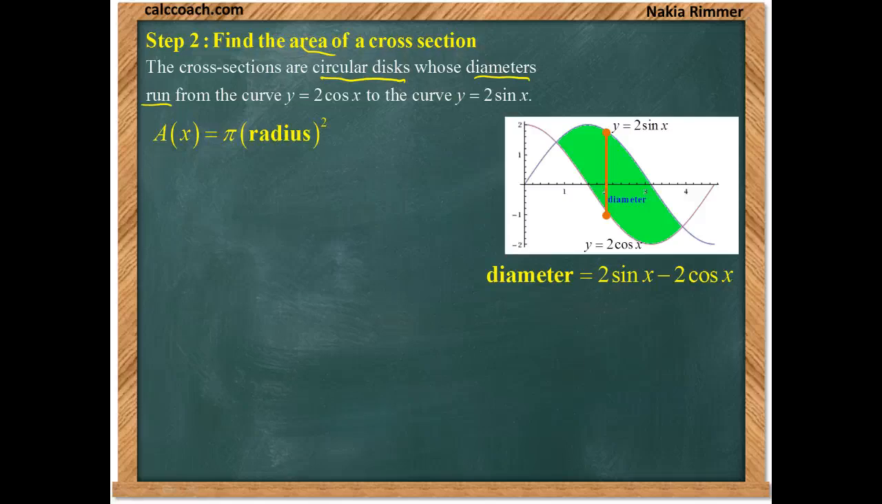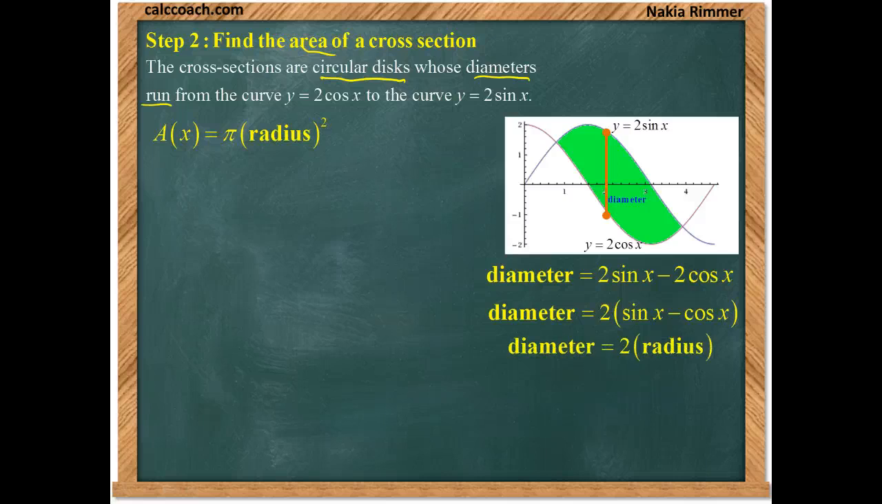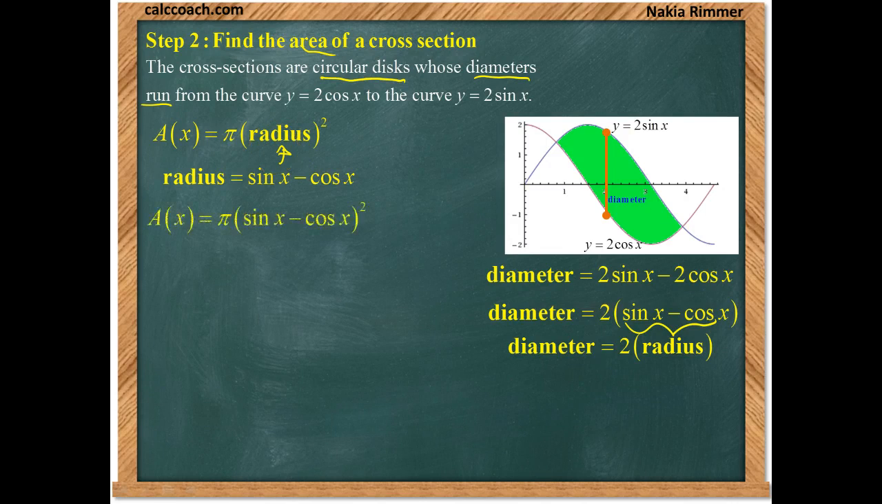That's a diameter. Conveniently, we could factor out a 2. And we already know that the diameter is twice the radius. So right here we have the radius: the sine of x minus the cosine of x is the radius. And that's what's going to go in the formula for the area of this cross section, the area of the circular disks. We need to square it though, pi r squared. So we need to multiply this out. Let's take sine x minus cosine x and FOIL it out. We'll get sine squared, we'll get 2 of these sine cosines, negative 2 of those, and then we'll get a cosine squared.